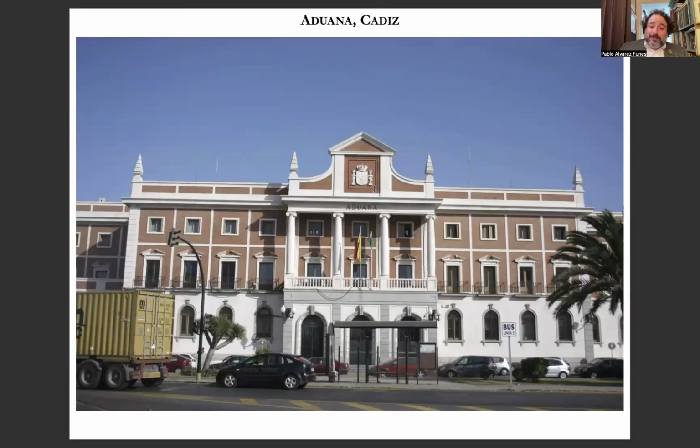Something more simple, but a bit more recent. This is the Aduana, the customs offices in Cadiz in Spain. And this building was done in the 50s by an architect who is still alive, Rafael Manzano Martos, who got the Driehaus Prize in 2010. So it's a very simple but very beautiful composition, very inspired, as we were saying, in El Escorial.